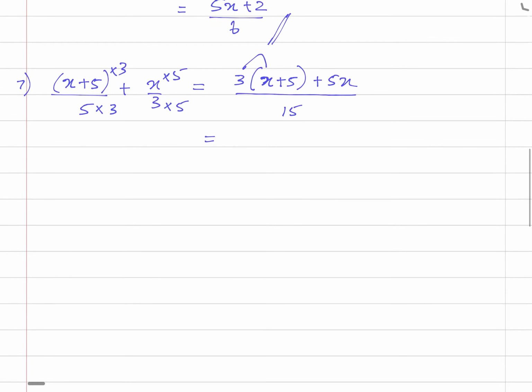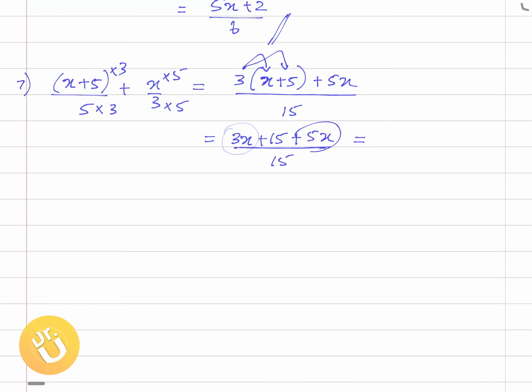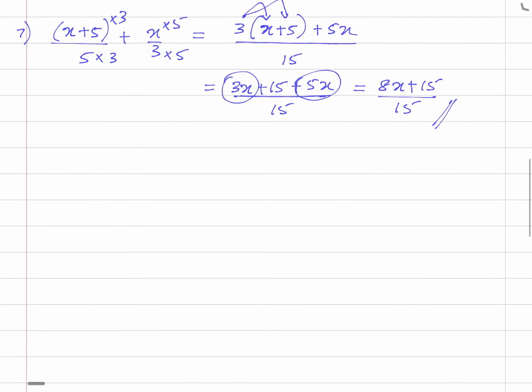Now if you simplify the bracket here, you get (3x plus 15 plus 5x) divided by 15. Now you can add 3x with 5x, it's going to be (8x plus 15) divided by 15, and that would be the answer to that question.